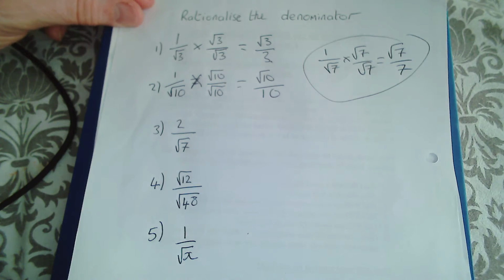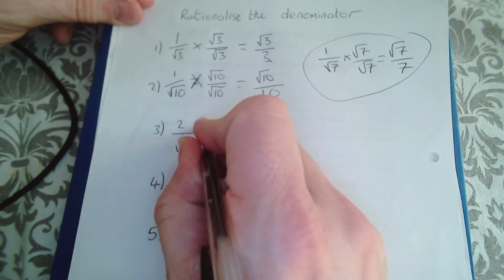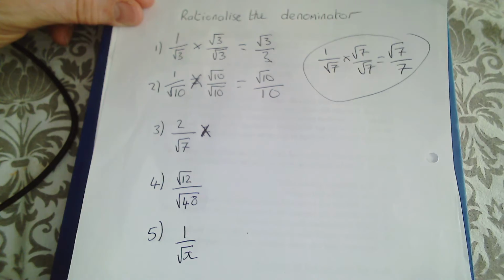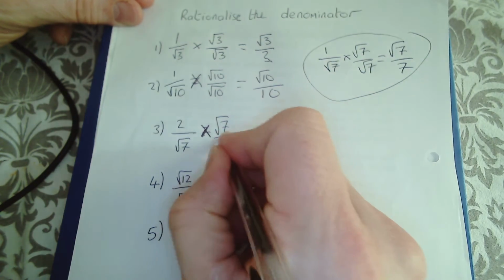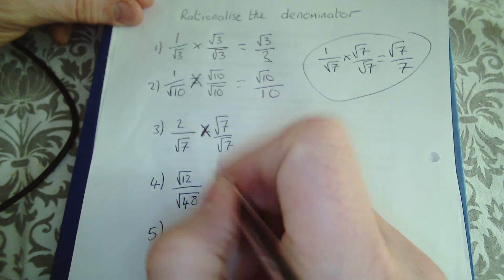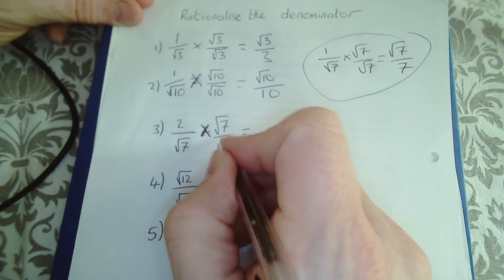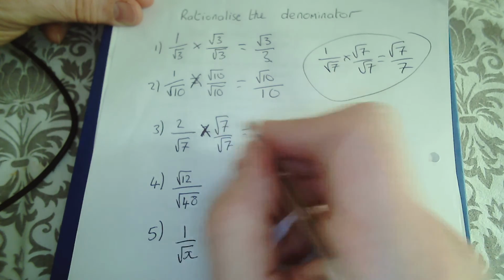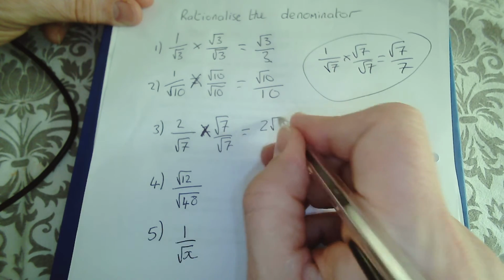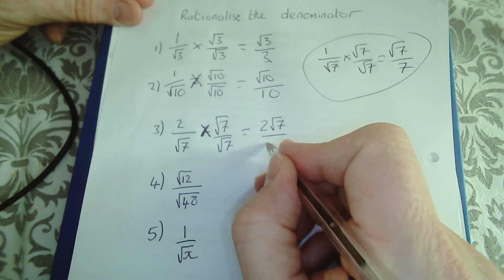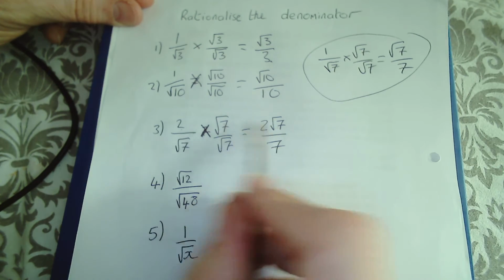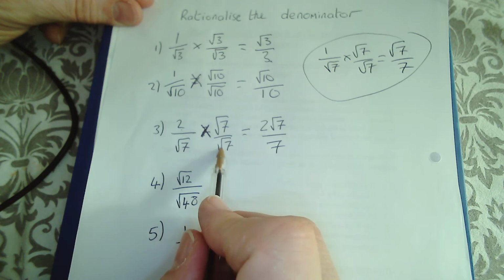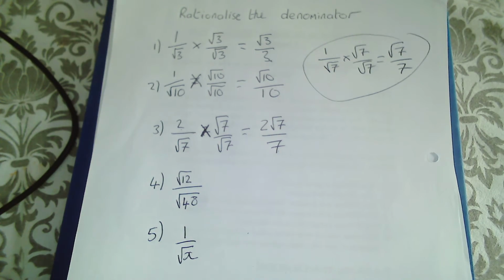Number 3 is a bit different. Now, 2 over root 7. Again, we still multiply by root 7 over root 7, the same idea, a special type of 1, but this time it's going to be a bit different. So 2 root 7 over 7. 2 times root 7 is 2 root 7. Root 7 times root 7 is 7. And there you go. Okay, hopefully that's so far so good. You can see the strategy.